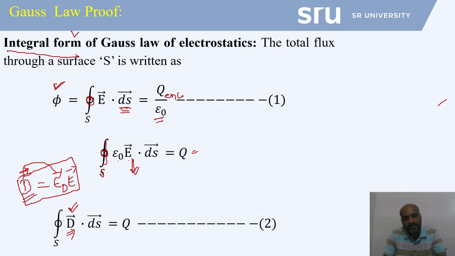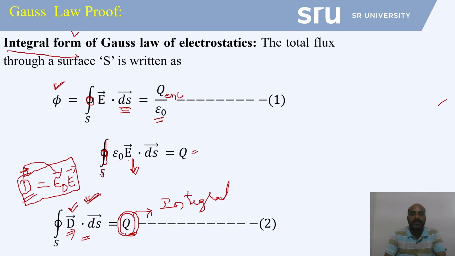And if you see this equation, the left side is okay. The left side is in integral form, but the right side is not in integral form. So we need to change this. In order to write the total in integral form, we need to change this Q and we should write this in integral form.